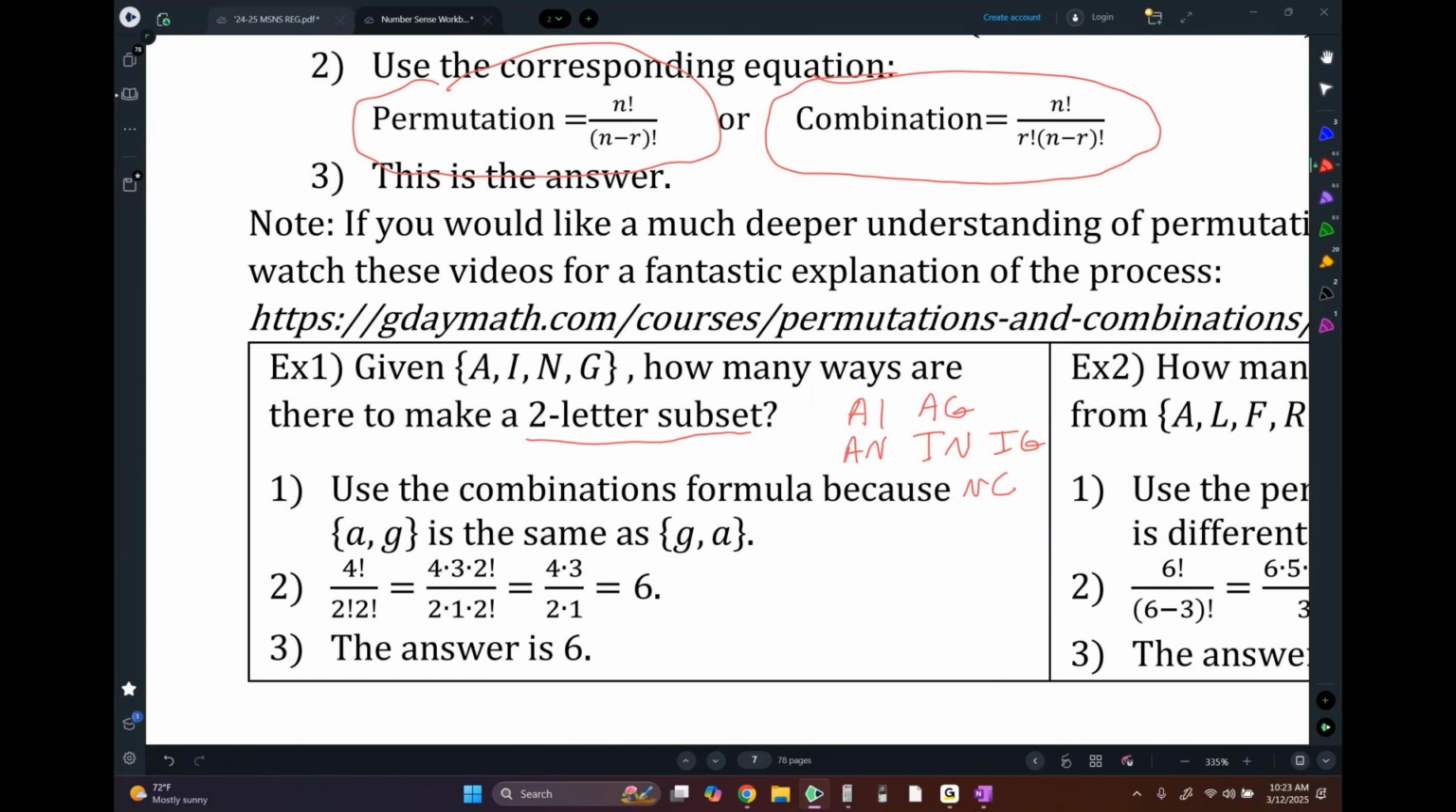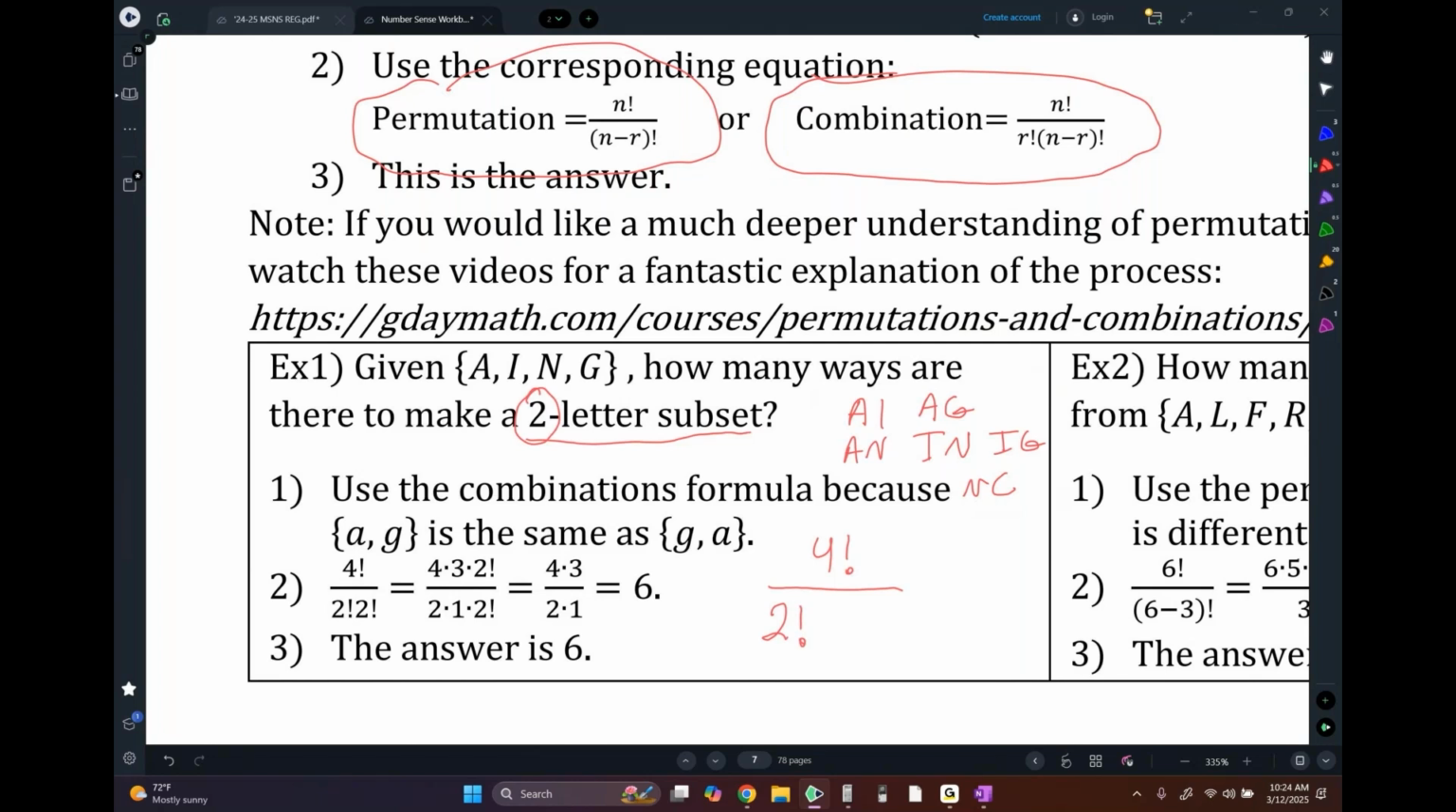So here's the shortcut. You ready? First thing I do on the top, it's not hard to do. I count how many letters. There's 4. So I'm going to do 4 factorial. Remember what a factorial is. 4 factorial means 4 times 3 times 2 times 1, right? So that's 4 factorial. Over. I want this to be 2, so I'm going to put 2 factorial here.